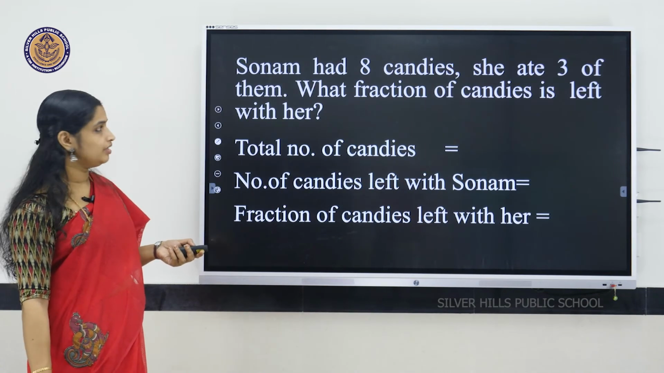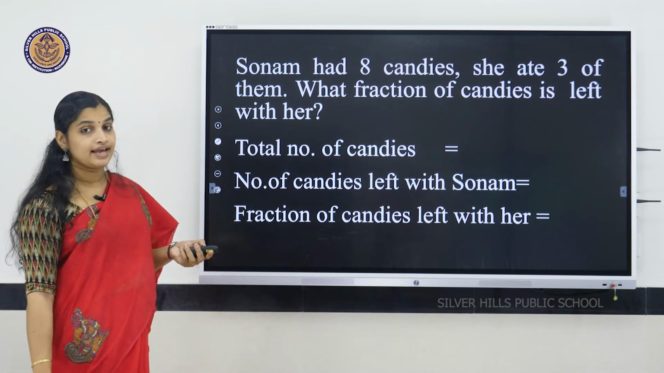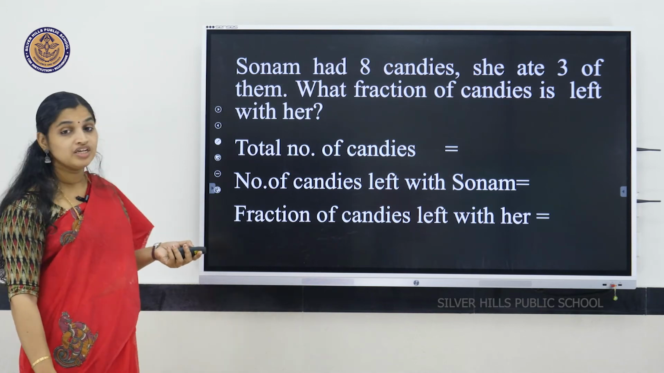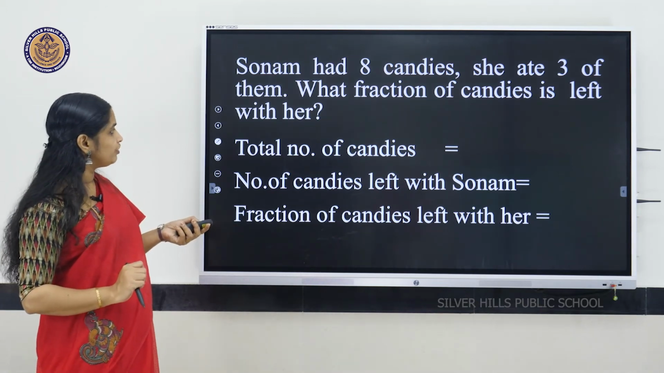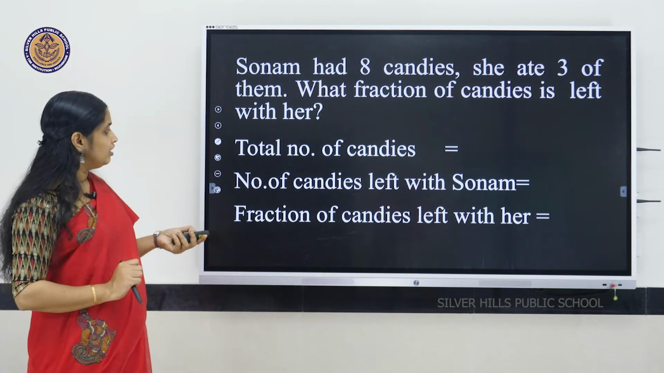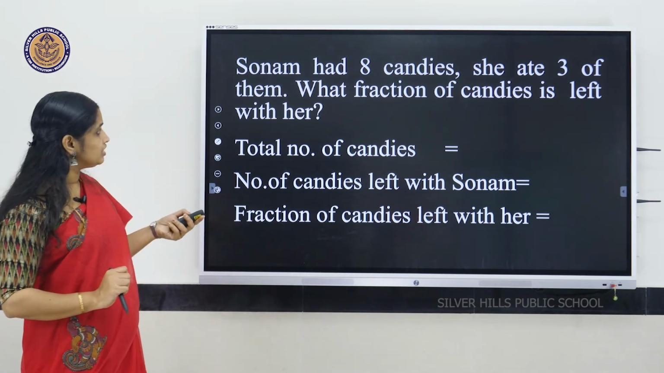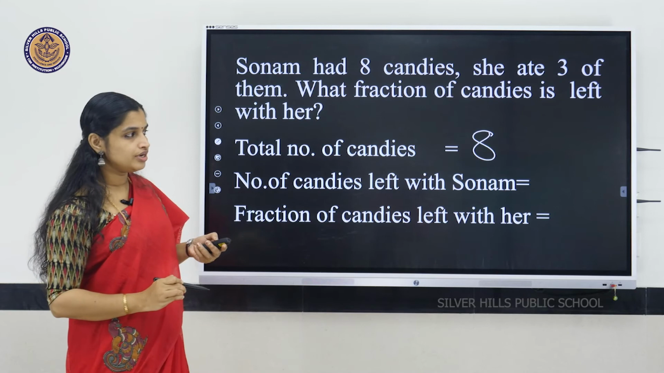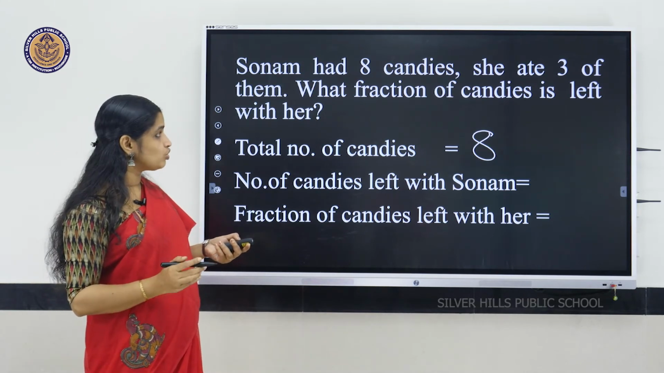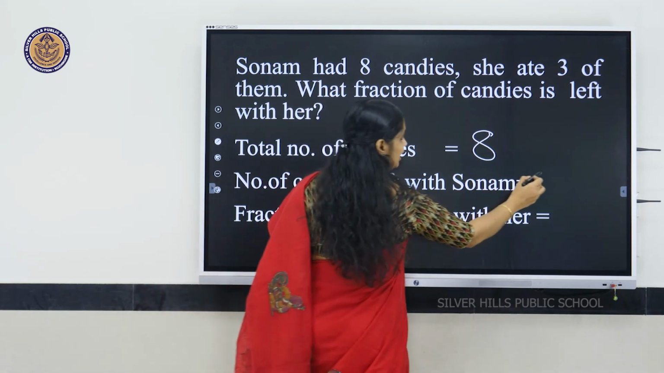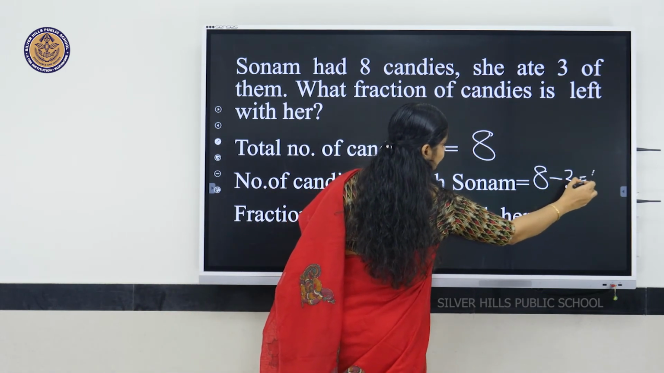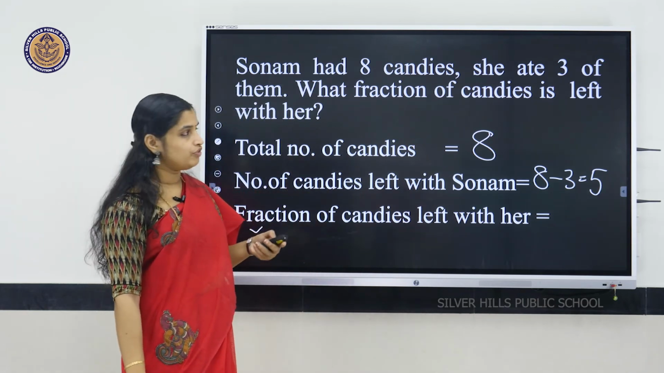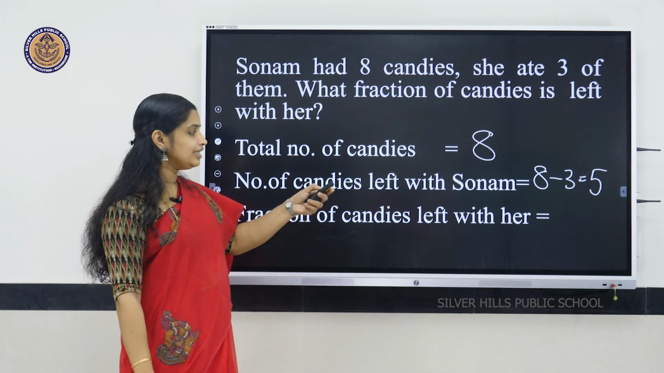Now let us solve this problem. Sonam had 8 candies. And she ate 3 of them. What fraction of candies is left with her? So what is the total number of candies Sonam had? 8. And number of candies left with Sonam, how will we find that? Sonam ate 3 candies. That means 8 minus 3, you will get 5. So with Sonam, how many candies are now? 5 candies.